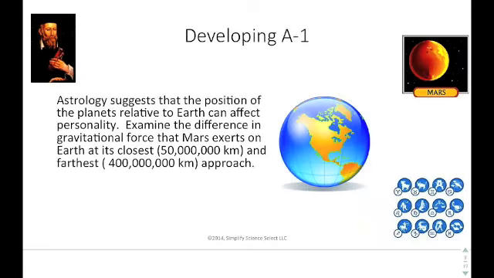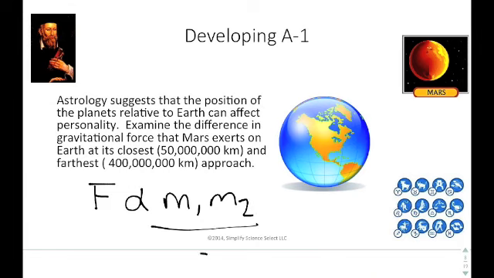Okay, so the first thing we do: it says astrology suggests that the position of the planets relative to Earth at the time of your birth can affect personality. Examine the differences in gravitational force that Mars exerts on Earth when it's at its closest and farthest. So what you're going to do is look at the idea that force is proportional to m1 m2 over d squared.